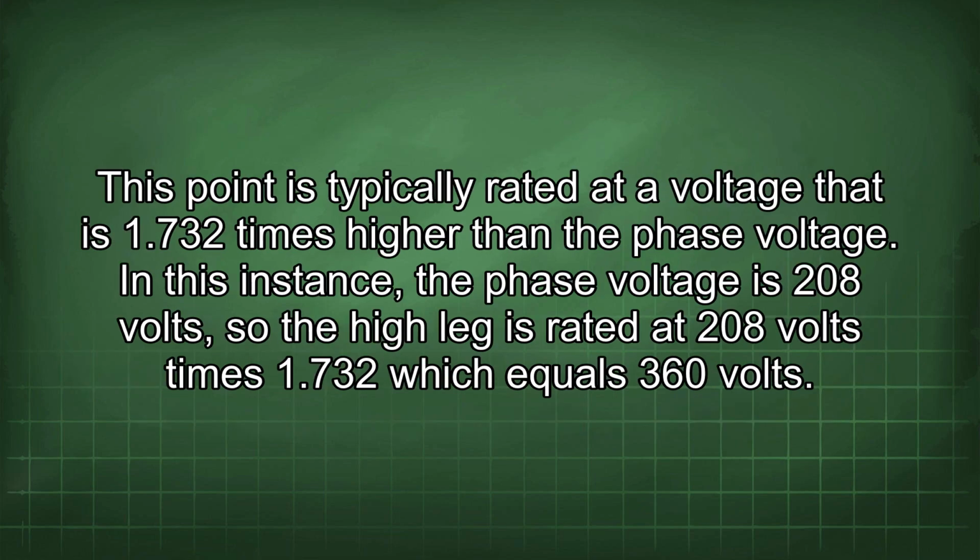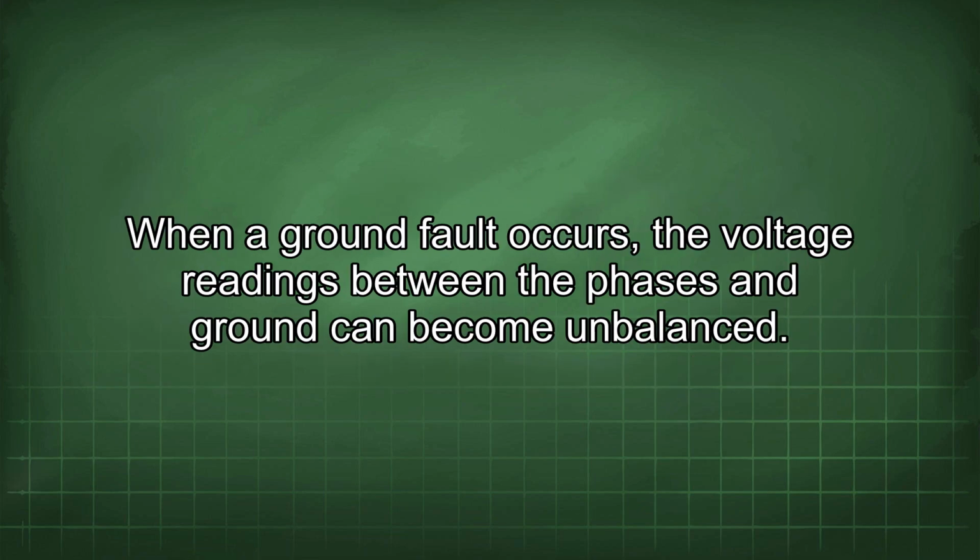This point is typically rated at a voltage that is 1.732 times higher than the phase voltage. In this instance, the phase voltage is 208 volts, so the high leg is rated at 208 volts times 1.732, which equals 360 volts. When a ground fault occurs, the voltage readings between the phases and ground can become unbalanced.